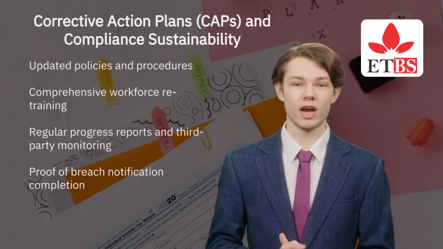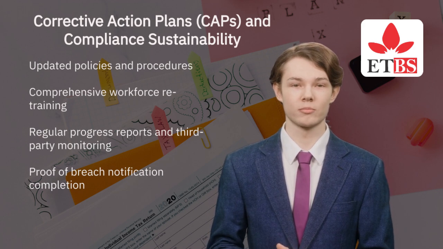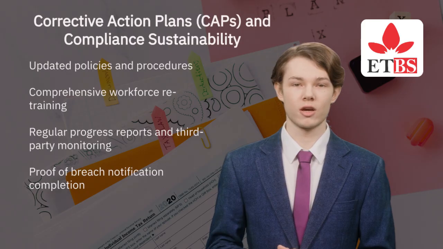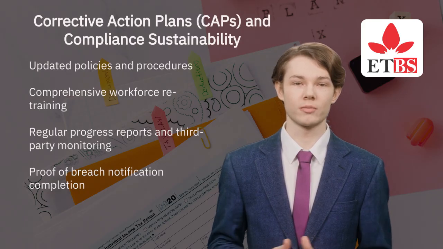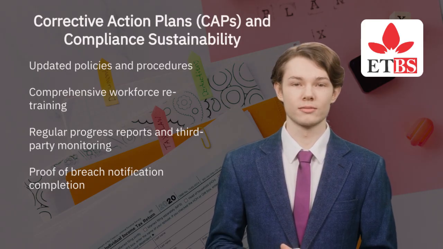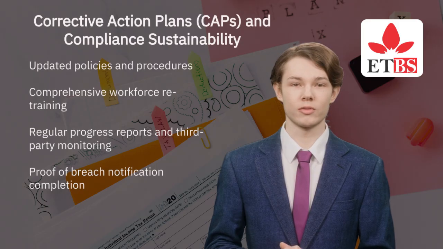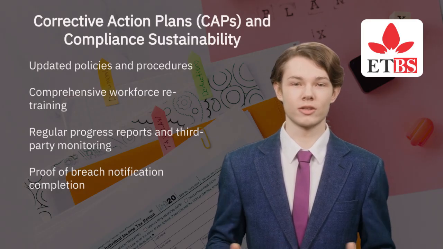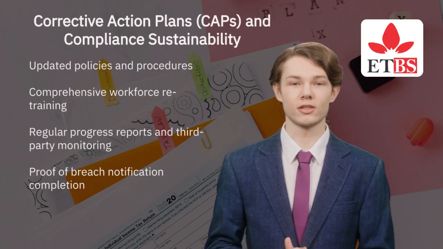5. Corrective action plans, CAPs, and compliance sustainability. When violations are found, OCR may issue a CAP requiring updated policies and procedures, comprehensive workforce retraining, regular progress reports and third-party monitoring, proof of breach notification. CAPs typically last 1 to 3 years, and non-compliance during this period can trigger additional sanctions.